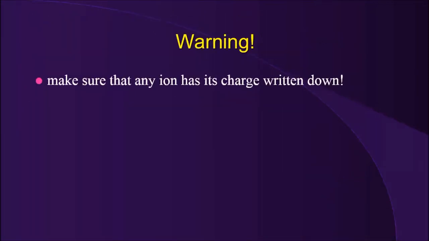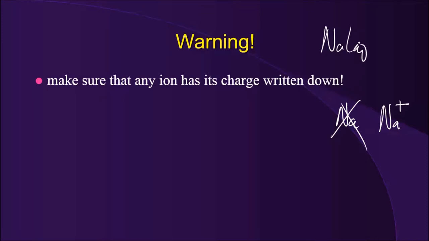Warning. Make sure that any ion has its charge written down. This is not an ion. This is an ion. If I see Na aqueous, that is completely contradictory. Aqueous means that it's broken down into its ion form. Na without a charge is not an ion. So if you have an aqueous, I need to see a charge.